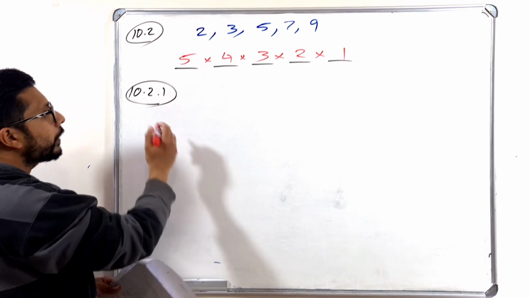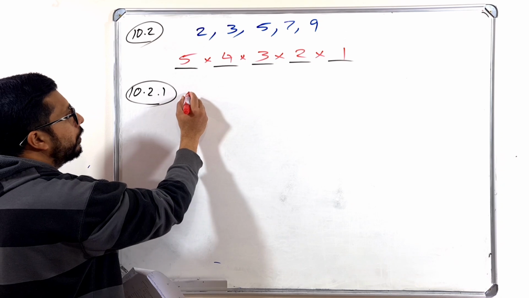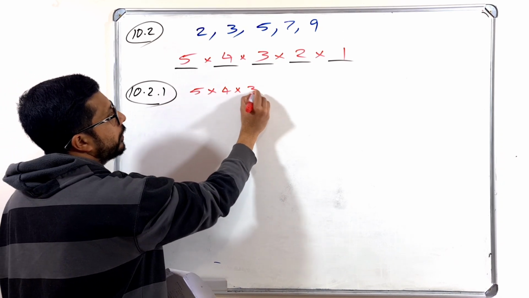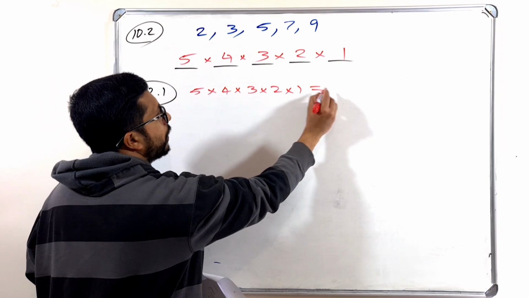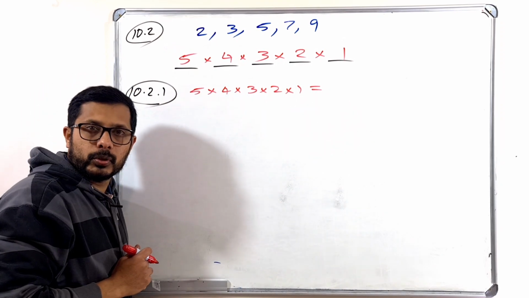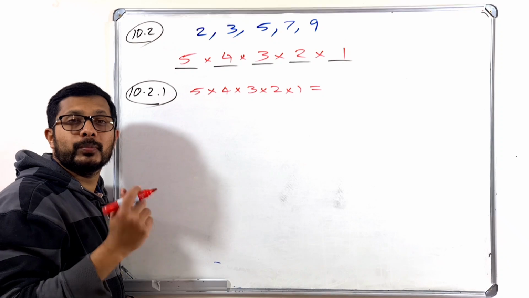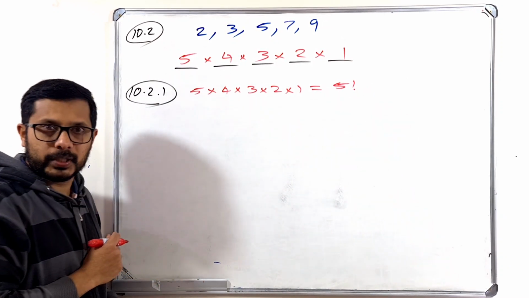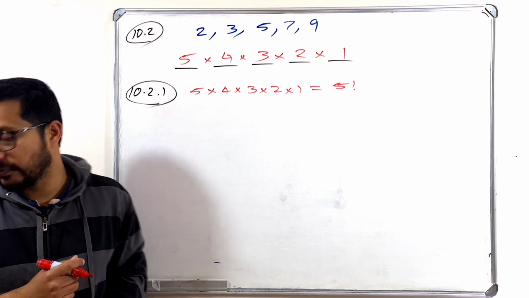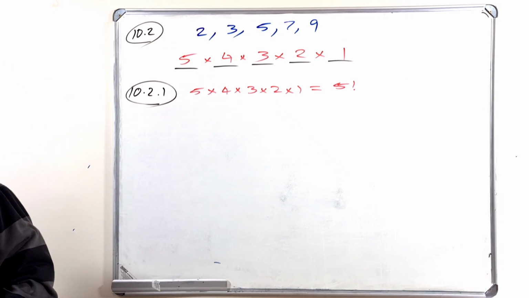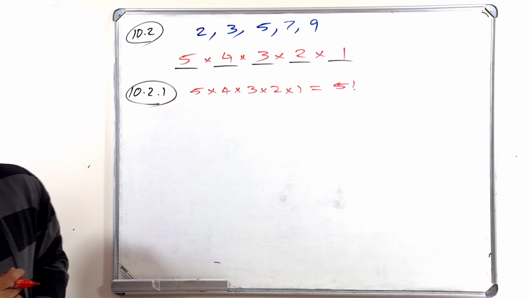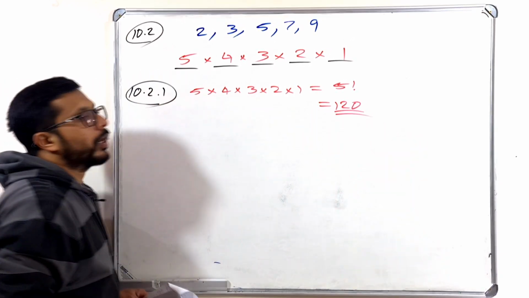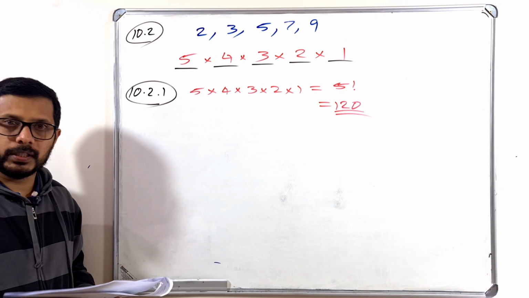Okay, so it means that for 10.2.1 the answer is 5 times 4 times 3 times 2 times 1. What is this? 5 times 4 times 3 times 2 times 1, that is the same as 5 factorial. You studied that one. And in your calculator 5 factorial is 120. That means 120 different possibilities are there.